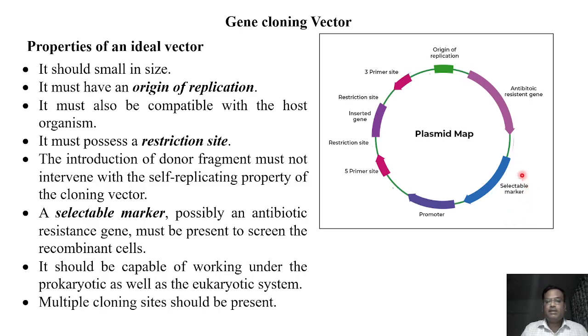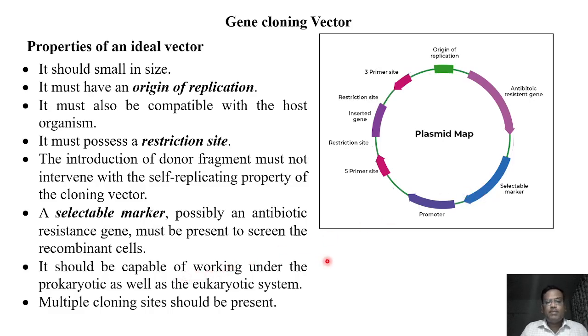Normally, the selectable markers are present in the form of antibiotic resistance genes like ampicillin resistant gene, tetracycline resistant gene, etc. Using that, we can screen, we can identify the cells with recombinant DNA and the cells without recombinant DNA. So that is the selectable marker. So selectable markers help in screening of the recombinant DNA containing cells.